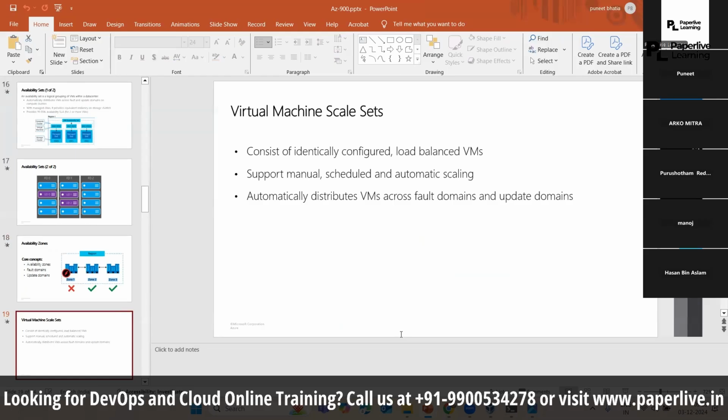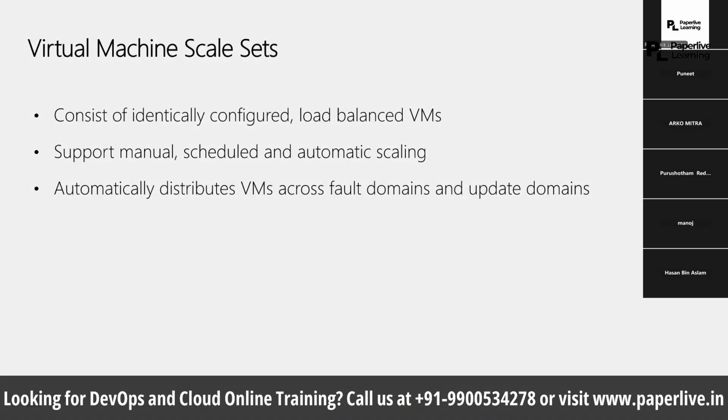There is a third option, scale set, which is very similar to availability set, but it also has the scaling option. Means you can, at runtime, increase the number of instances. You remember that I discussed the auto scaling concept in DevOps, that whenever the CPU load is more than this, it will automatically increase the instances, right? So yes, availability set does not have that scaling option, but virtual machine scale set has the scaling option.